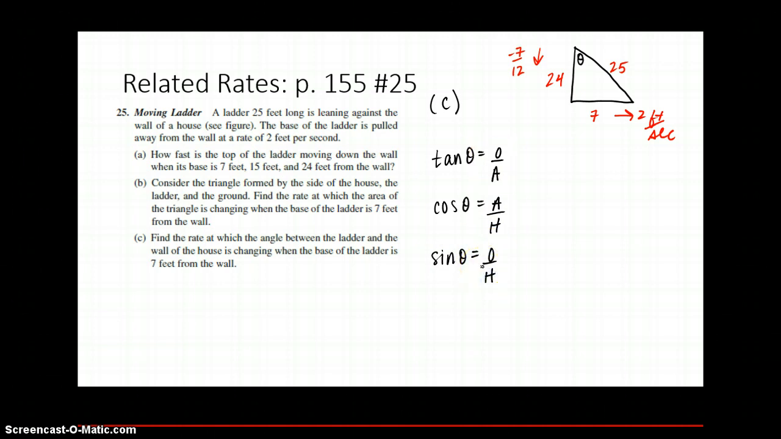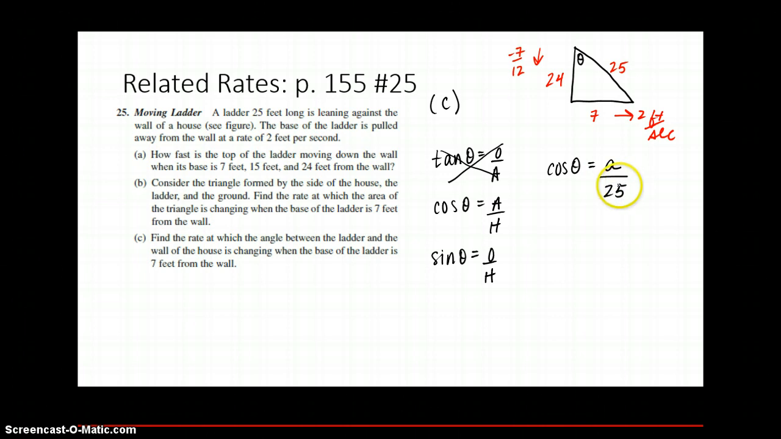I don't want to use tangent. And the reason I don't want to use tangent, the opposite and adjacent side are both changing. So we would have to use quotient rule to derive them. So let's look at the cosine. Cosine of theta is the adjacent side, which I'll call A for adjacent, over the hypotenuse.